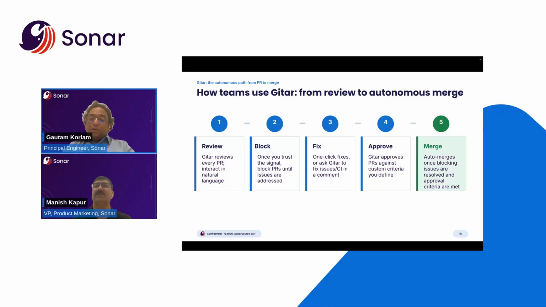And if you enable auto merge, if everything is green, CI is good, and all the quality gates are satisfied, you can also enable the auto merge on GitHub and GitLab. That way, the whole process becomes autonomous from end to end. But typically, a lot of teams just go through each phase of this journey as they build trust.